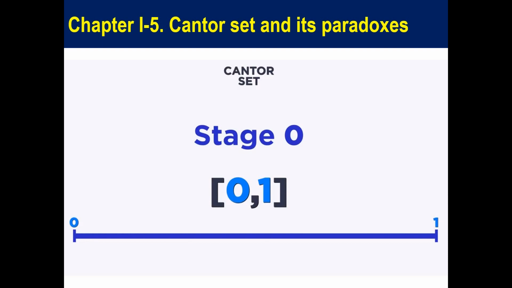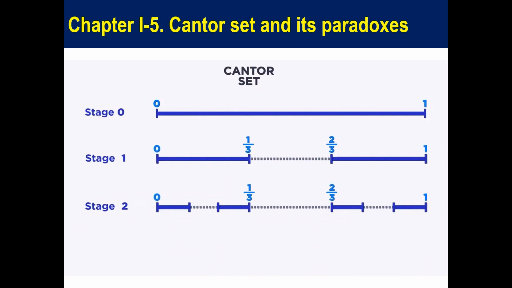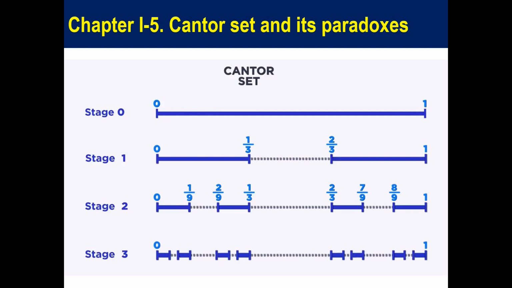In stage 1, remove the middle third, the open interval 1/3 to 2/3. That leaves us with 0 to 1/3 and 2/3 to 1. In stage 2, we're going to remove the middle third from each of those two pieces. So we remove 1/9 to 2/9 and 7/9 to 8/9. This leaves us with four pieces: 0 to 1/9, 2/9 to 1/3, 2/3 to 7/9, and 8/9 to 1. In stage 3, we remove the middle third from each of these, which leaves us with 8 intervals of size 1/27. And then we keep doing this on and on.